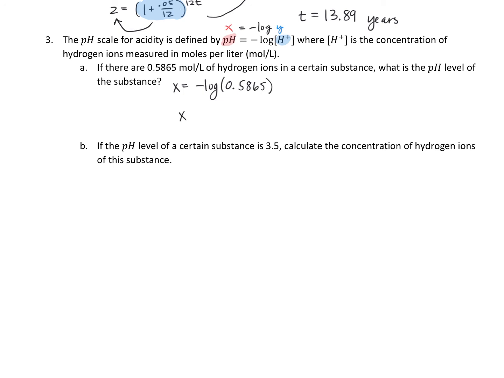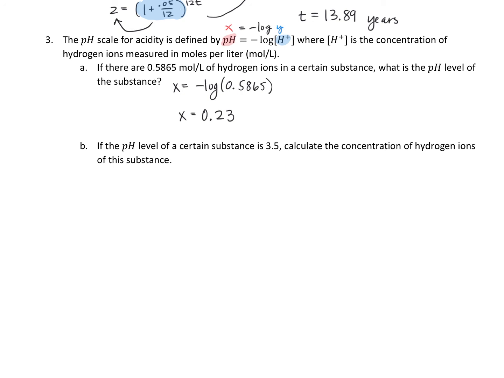When I did that, it doesn't say how to round. Let's just go to 2 decimals. So 0.23 would be the answer for x. So simple enough. If they give you the concentration of hydrogen ions, that's the easiest of the two cases. You just plug it in your calculator and figure it out.